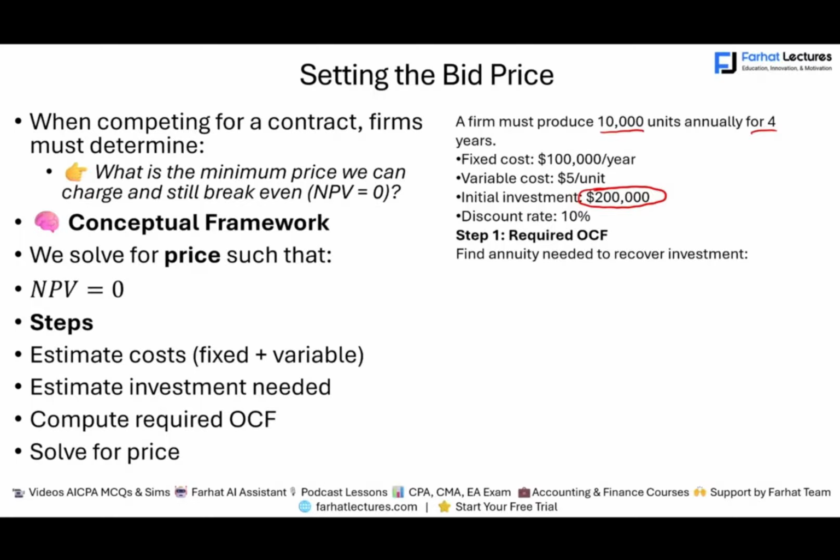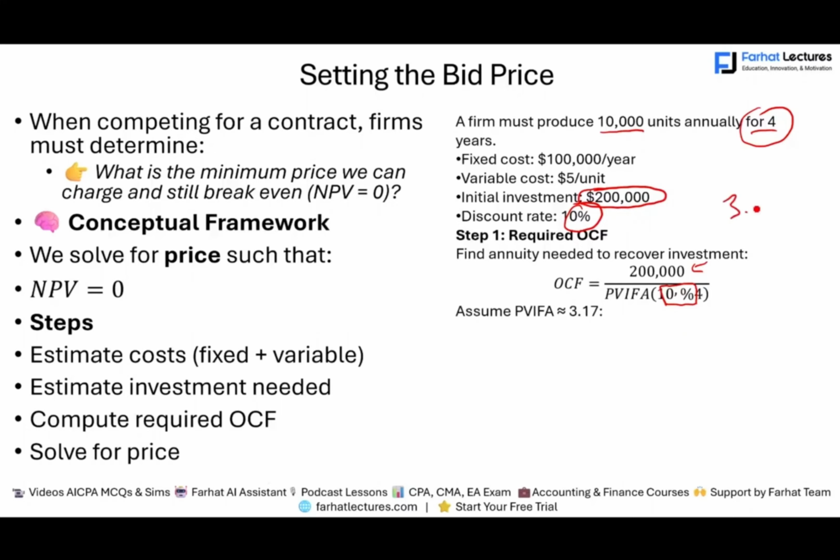So what is the annuity factor needed to recover this investment? Okay, how do we find this out? Well, let's think of it this way. We take 200,000 divided by the present value annuity factor. The interest rate is 10%, that's our discount rate, and the period is 4 years. Now we have to go to the present value annuity table and find that factor. We'll find that factor is 3.17.